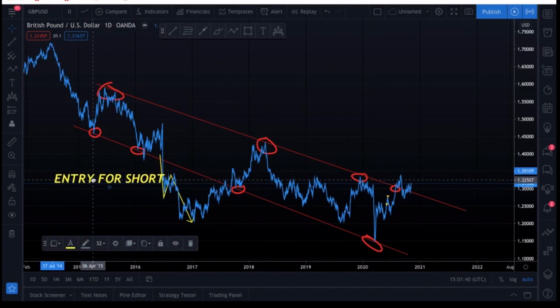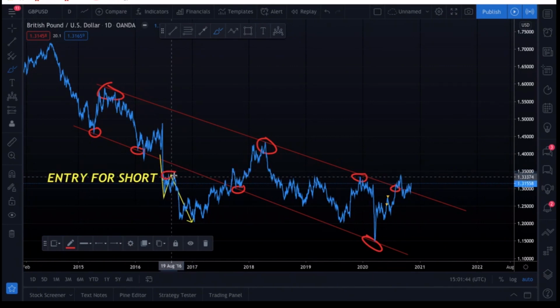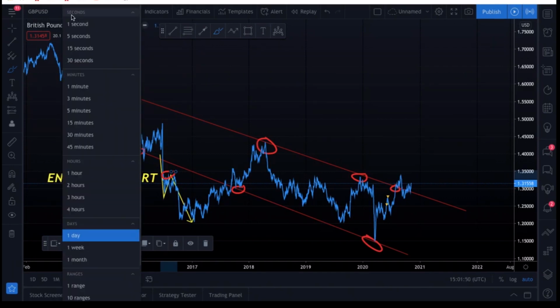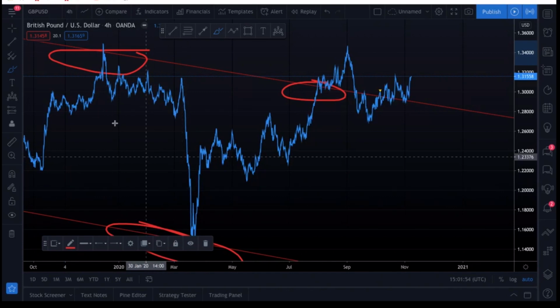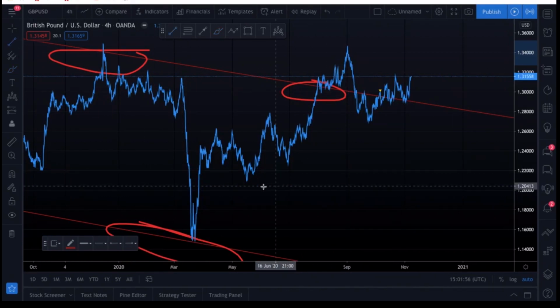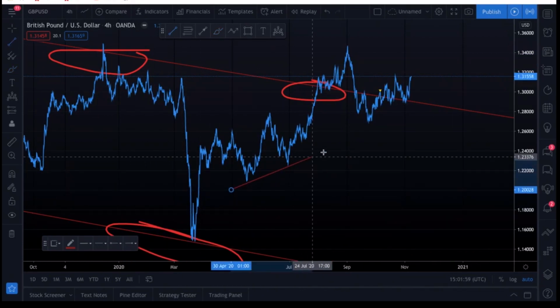Or entry for short. That one is the area. This is for daily time frame. Now let's take a shorter time frame, say 4 hours. The same way we will draw the trend lines again.